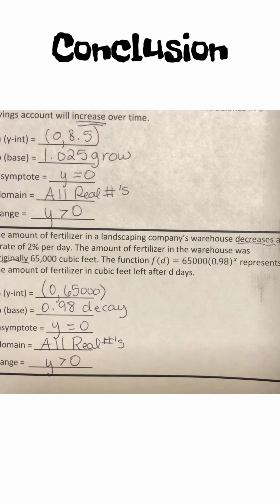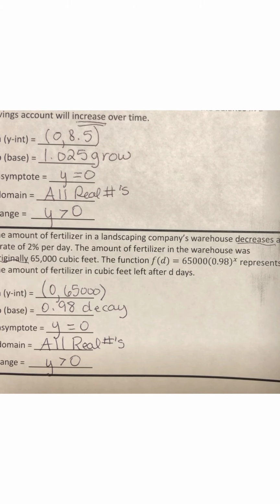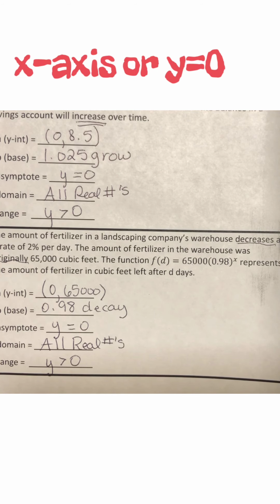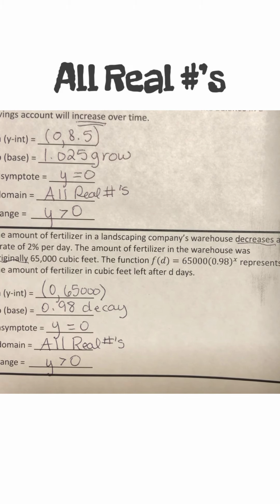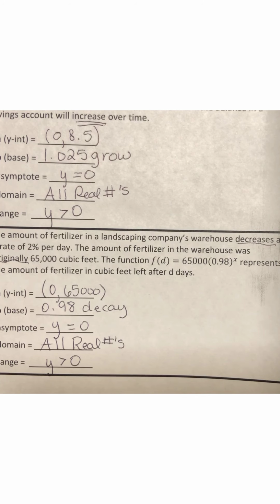All right, class, this concludes our introduction to exponential functions. I hope that you all learned a little bit about what a means. So a is the y-intercept. b represents what? Correct, the base. The asymptote is the x-axis or y equals 0. The domain for an exponential function, correct, all real numbers. And the range is y is greater than 0.